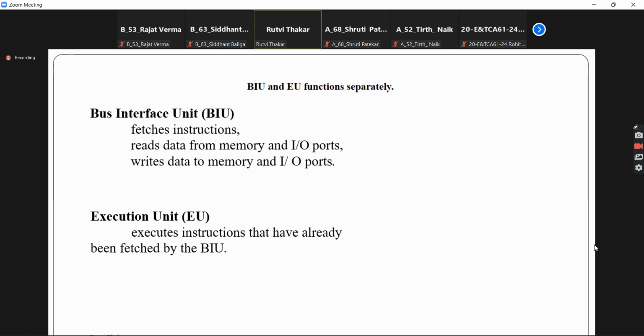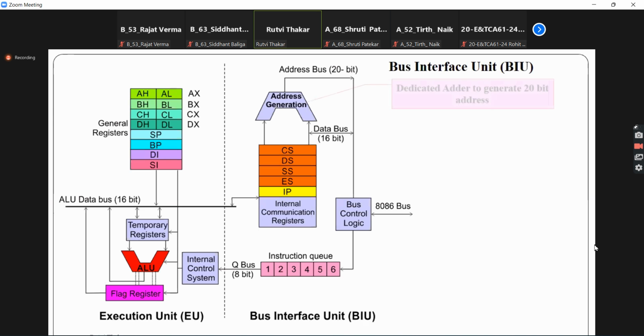Correct? So this will keep on getting simpler as we progress. So what is the role of BIU? You have to write down 3 points. What is the role of EU, that is, the execution unit? You have to write down: whatever has already been fetched by BIU, it will execute it. Okay, so simple point. Now let's go into a bit of detail. What were the different parts in your BIU and EU, and start understanding them.